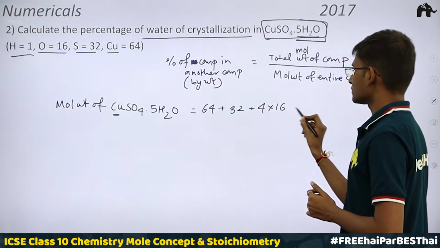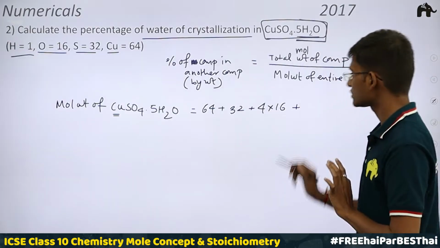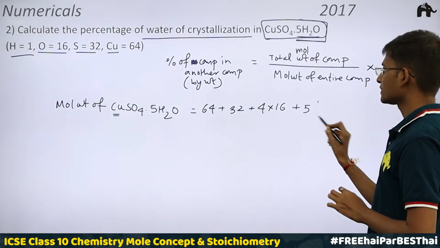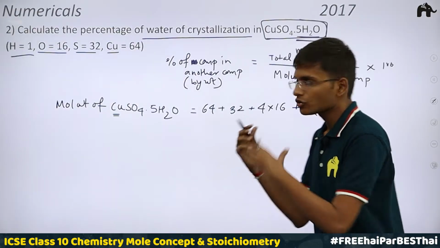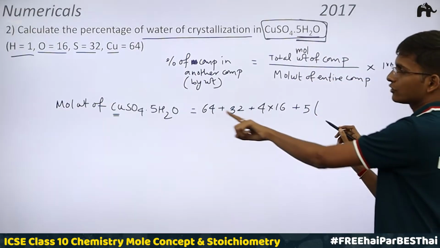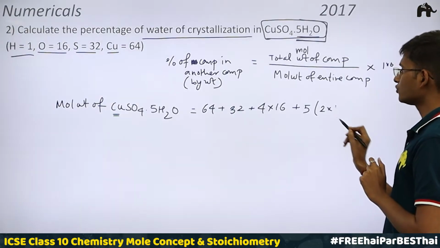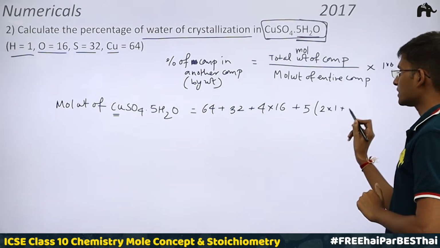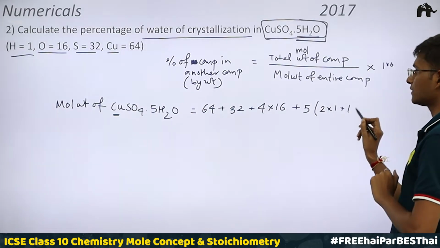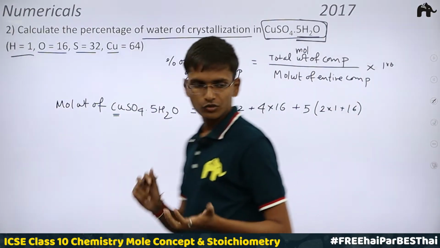Then what is remaining? See, 5 water molecules. So I'm just writing 5, and here water is H2O, so here we are going to write it combined. Hydrogen is 2 hydrogen atoms, so 2 into 1, atomic weight of hydrogen is 1, 2 into 1 plus oxygen is 16. In this way. Now let's calculate quickly.